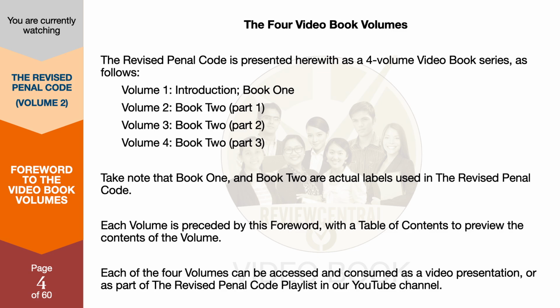Take note that Book 1 and Book 2 are actual labels used in the Revised Penal Code. By the way, each volume is preceded by this foreword, with a table of contents to preview the contents of the volume. Each of the 4 volumes can be accessed and consumed as a video presentation, or as part of the Revised Penal Code playlist in our YouTube channel.